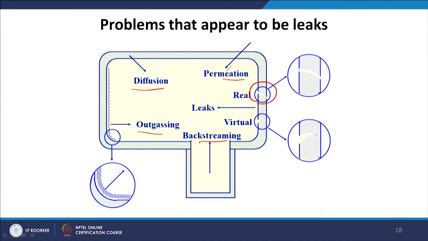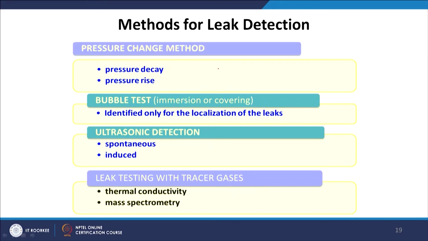Now, leaks can be a real leak or a virtual leak. A virtual leak does not extend through the whole wall, but a real leak can. A channel has really been created, so that gas molecules can come in from outside, and that changes the pressure reasonably. Our problem is to find the real leak. How can we find out where the leak is in the chamber? There are several methods of leak detection. One very popularly used common technique is the pressure change method.